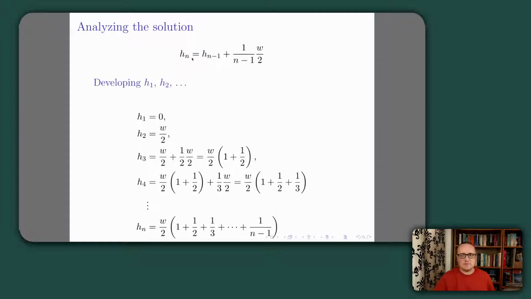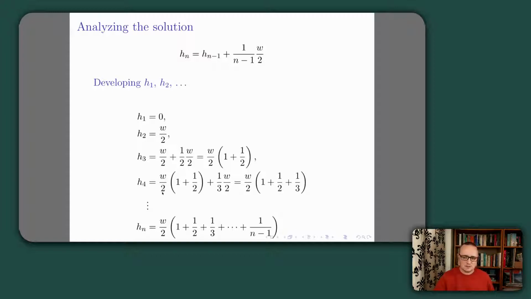Okay, let's develop this recurrence relation. Let's just look at the values that come out of it. H1 is 0 by definition. H2 is going to be W over 2. H3 will be W over 2 plus 1/2 of W over 2. So that's 1.5 times W over 2.